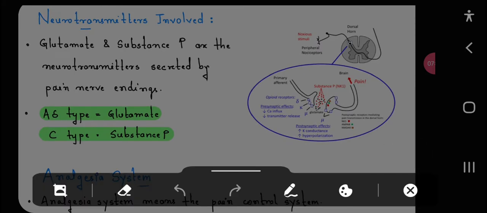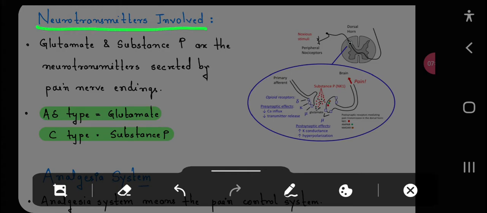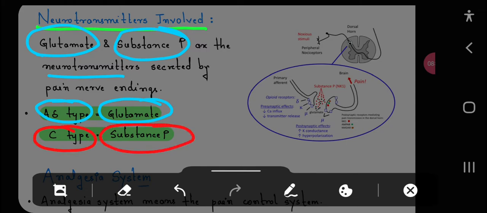Neurotransmitters involved. Glutamate and substance P are the neurotransmitters secreted by pain nerve fibers. A delta fiber uses glutamate and C type fiber uses substance P.